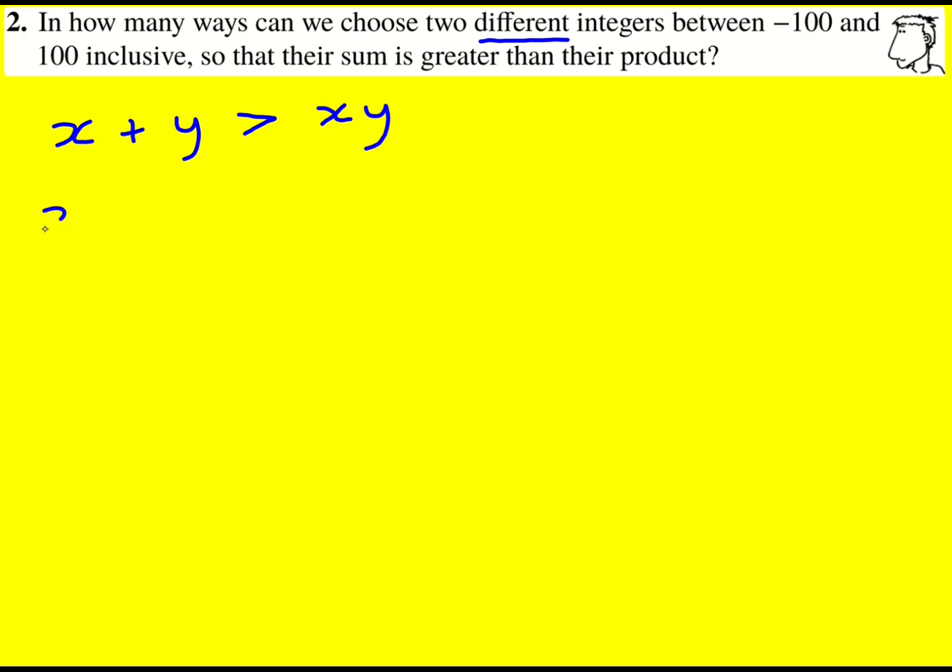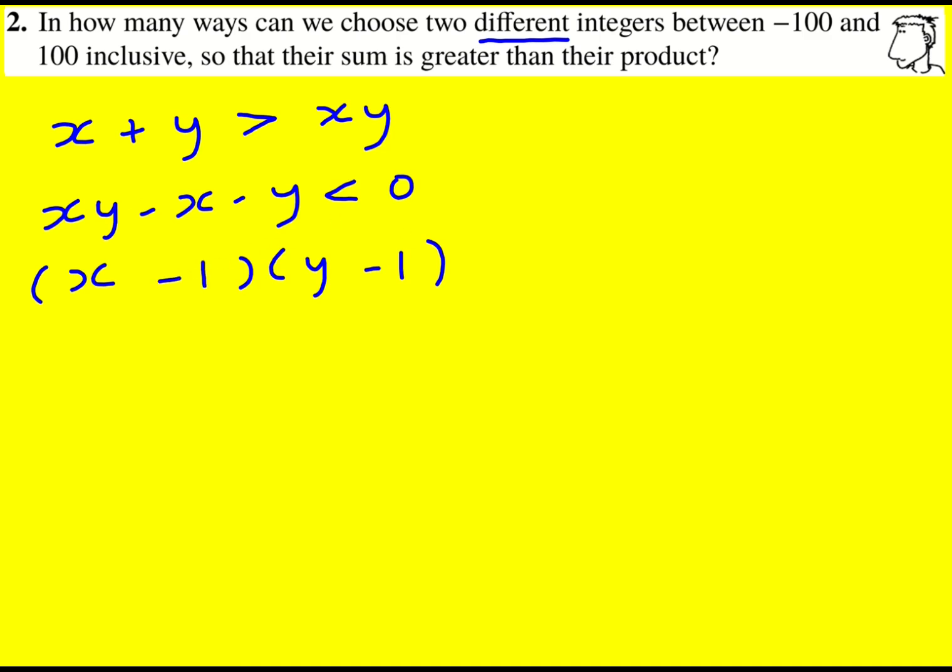And what we can actually do is rearrange this so xy minus x minus y is less than 0, and then factorize. This is going to give us xy, and then to get minus x, we put a minus 1 here. To get minus y, we put a minus 1 here. The consequence is that we get a plus 1 as well. We can't avoid that. But we can rearrange it now to (x minus 1)(y minus 1) is less than 1.